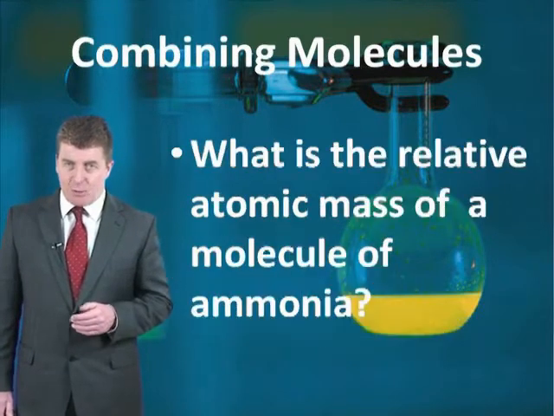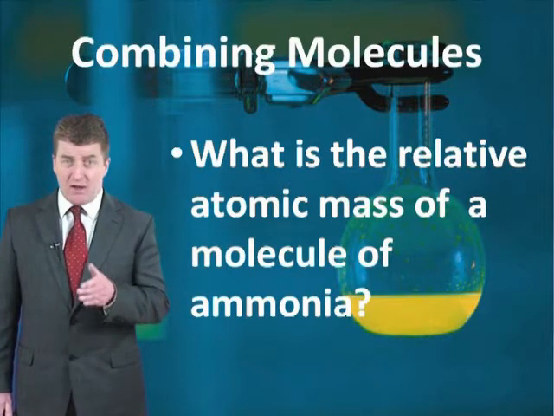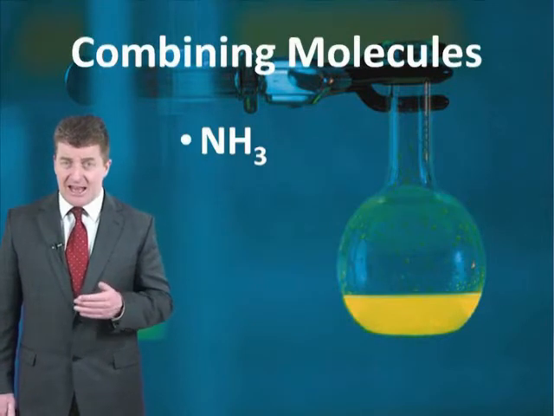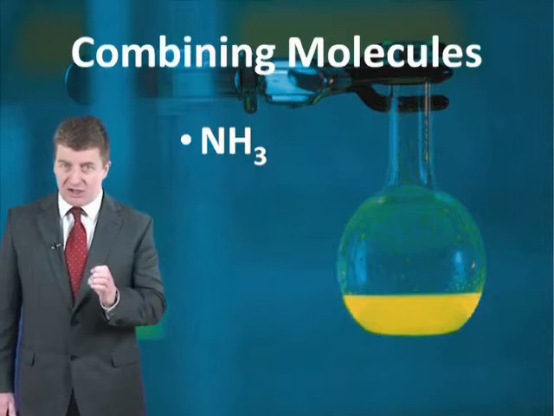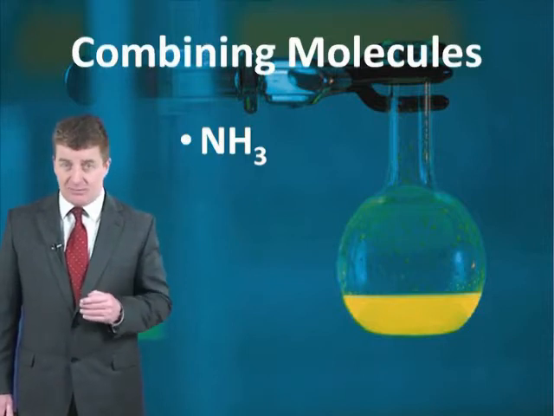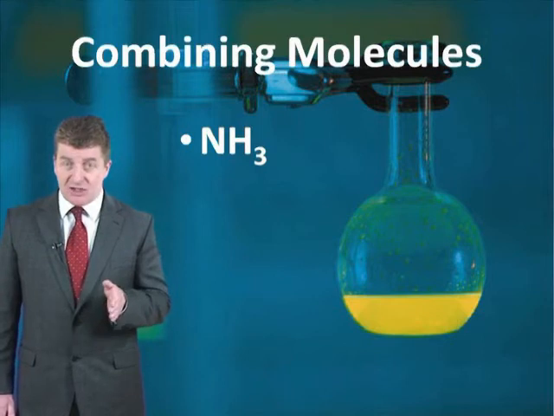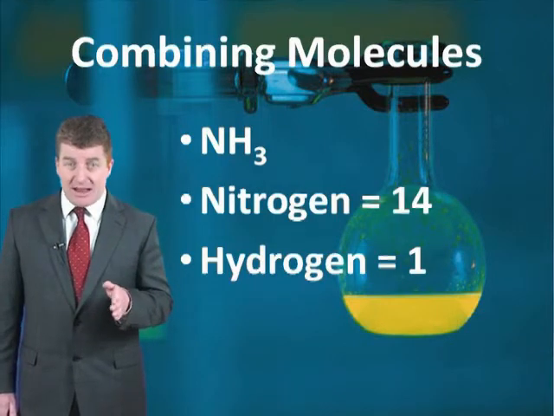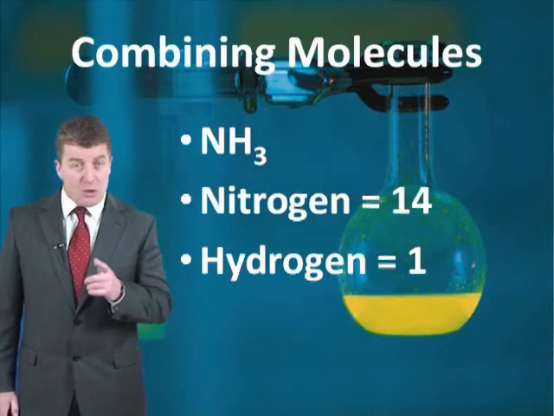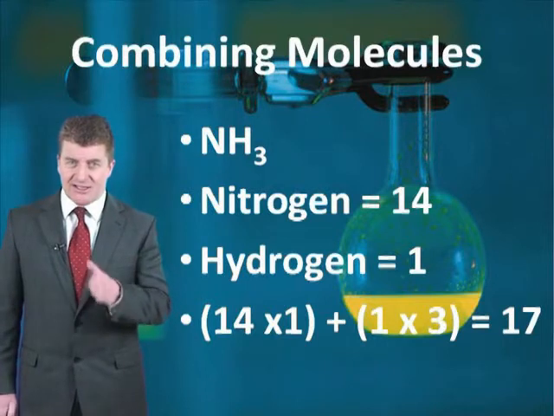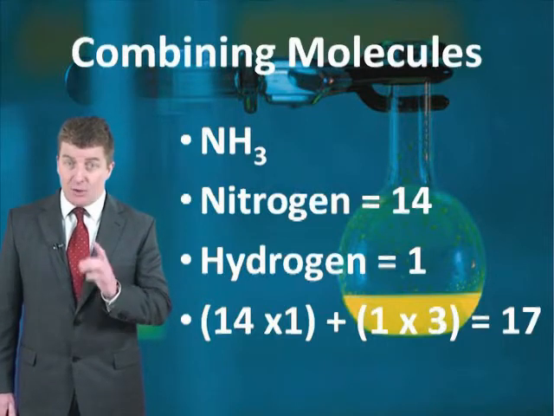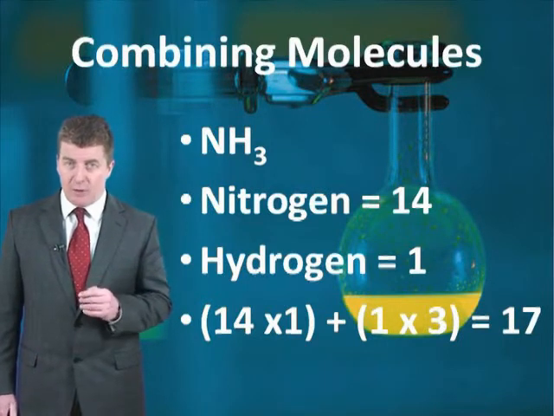Let's do another example. What is the relative molecular mass of a molecule of ammonia? Well, the formula is NH3. So one molecule of ammonia contains 1 atom of nitrogen and 3 atoms of hydrogen. What's the atomic mass of nitrogen? Well, it's 14. What's the atomic mass of hydrogen? Well, it's 1. That means the molecular mass of ammonia is 14 times 1 plus 1 times 3, which is 17. So 17 grams of ammonia contain 1 mole of ammonia.